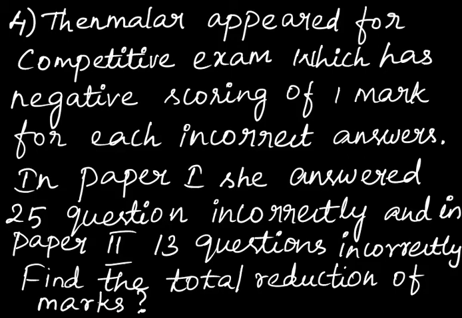Steinmiller appeared for a competitive exam which has negative scoring of 1 mark for each incorrect answer. In paper 1 she answered 25 questions incorrectly and in paper 2, 13 questions incorrectly. Find the total reduction of marks.